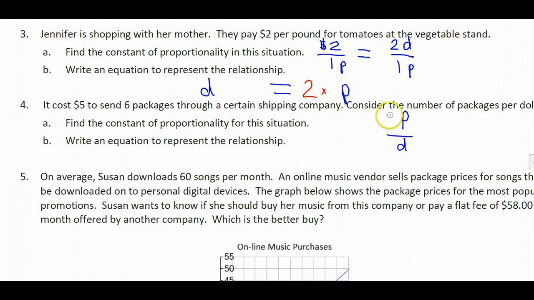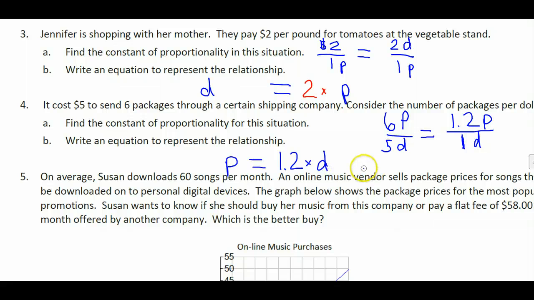This is 6 packages per $5. If you divide that, you're going to get 1.2 packages for every $1. So the number of packages is 1.2 times the number of dollars.